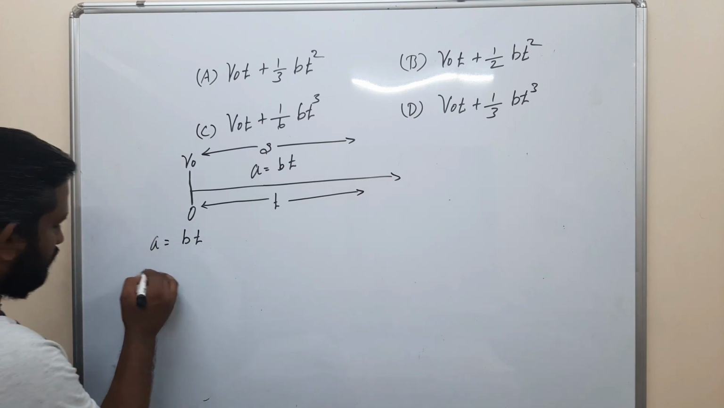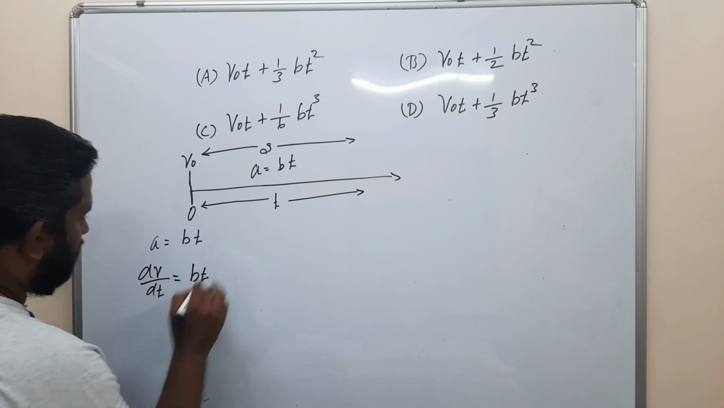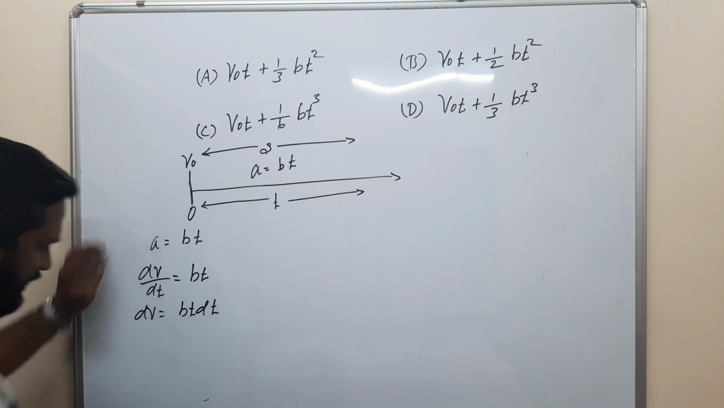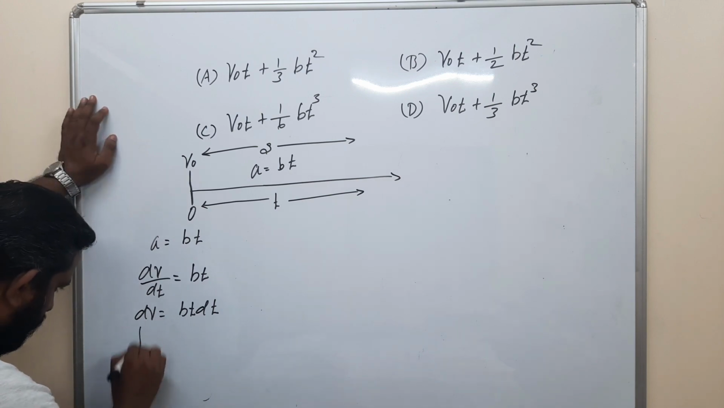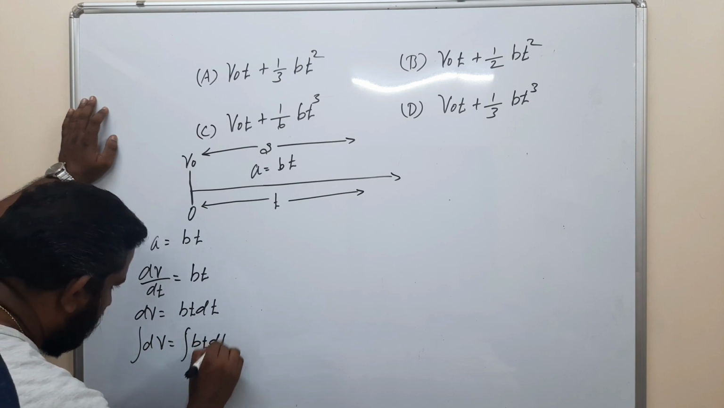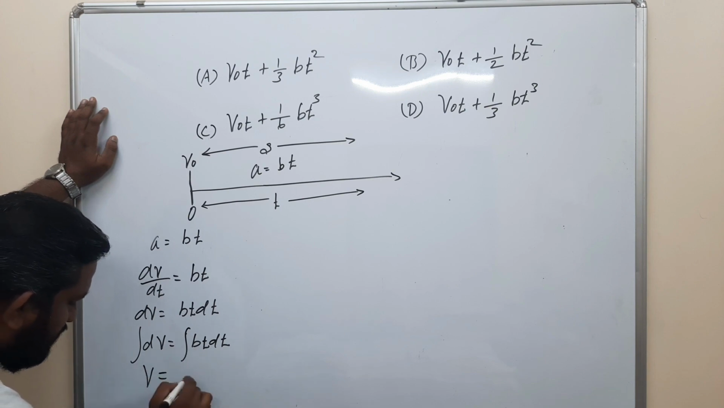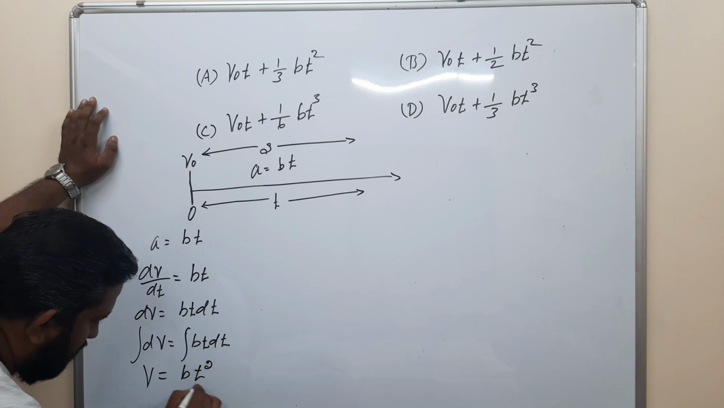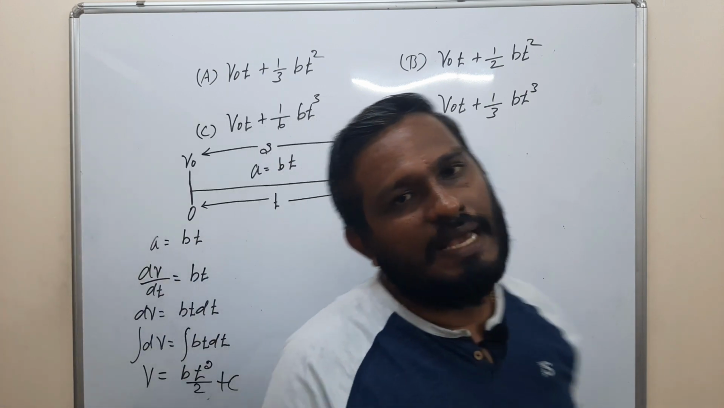Acceleration we can write as dv by dt, so that's equal to bt. So dv is equal to bt into dt. Integrating on both sides, integration of dv is equal to integration of bt dt. Integration of dv is v. b is a constant, and integration of t dt, like x dx, is t square by 2, plus one constant of integration.